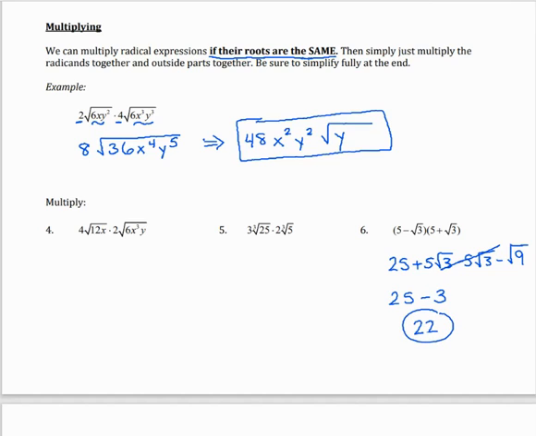Okay, so again, go back to 4 and 5. Multiply outside with outside, inside with inside, and then simplify.